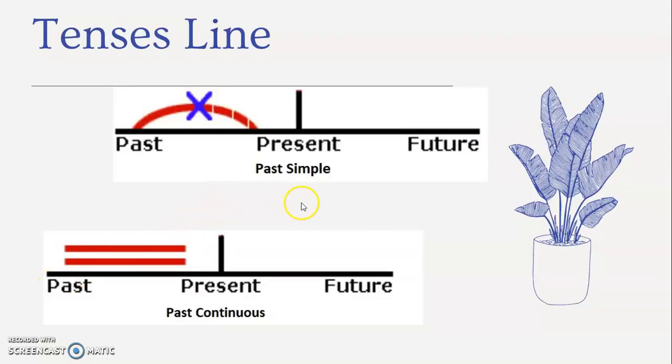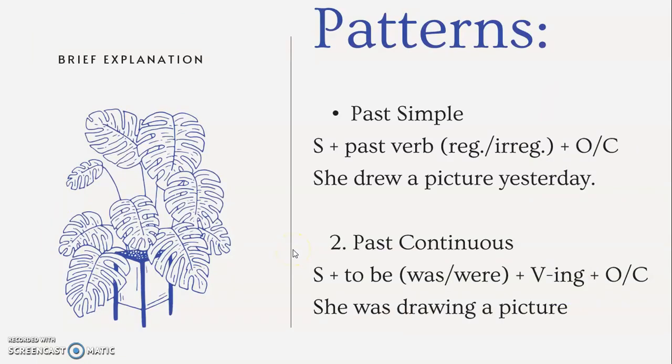These are the tenses lines to make you clearer about past simple and past continuous. As you can see on the past simple tenses line, this is the past condition, but for past continuous, this is the past activity that was in progress, that needed time to do it. And then these are the patterns.